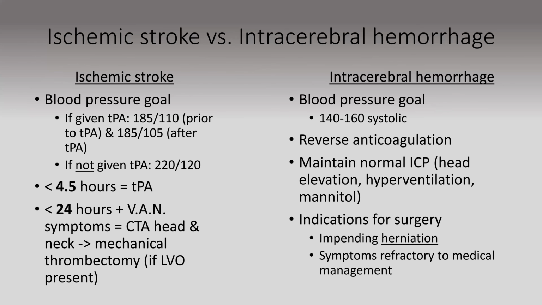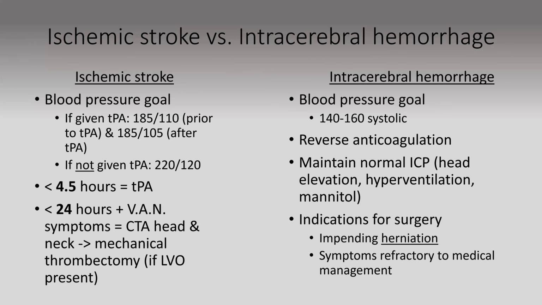The threshold on NBME exams you want to use is less than 4.5 hours. There's another important threshold: if you're less than 24 hours and you have VAN symptoms. So V stands for visual symptoms, so that would be the hemianopsia. A stands for aphasia, and then the N stands for neglect. And what these tell you is that aphasia and neglect are damaged in large cortical strokes. These happen in large vessel occlusions. So that tells you whether or not you can do a mechanical thrombectomy.